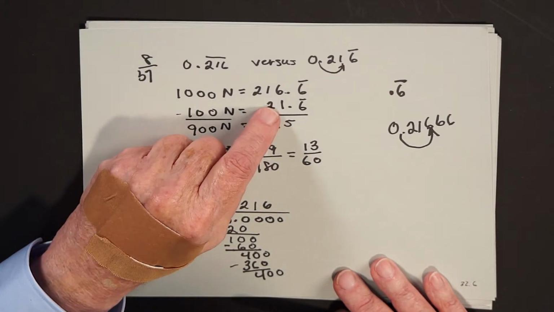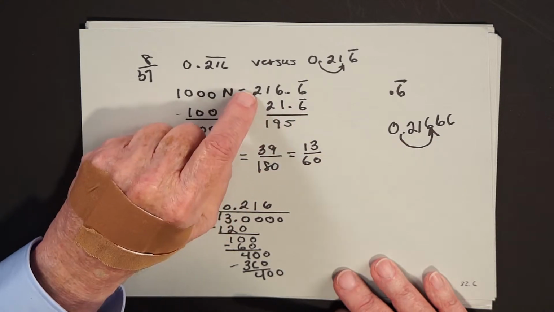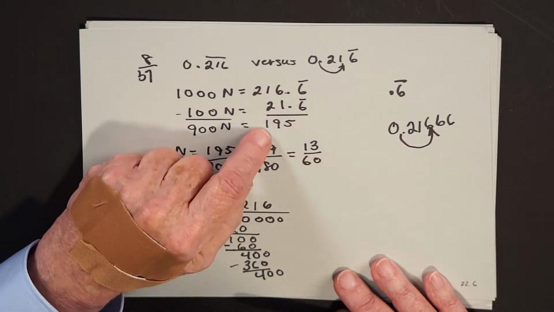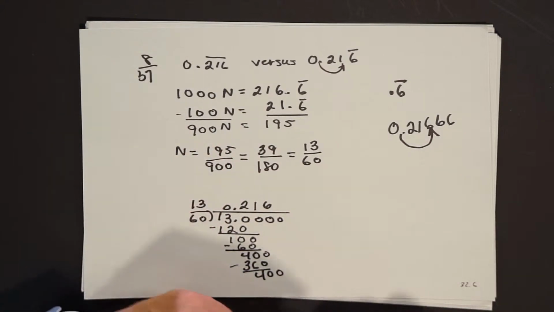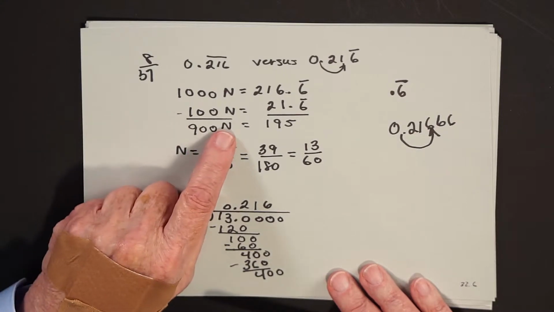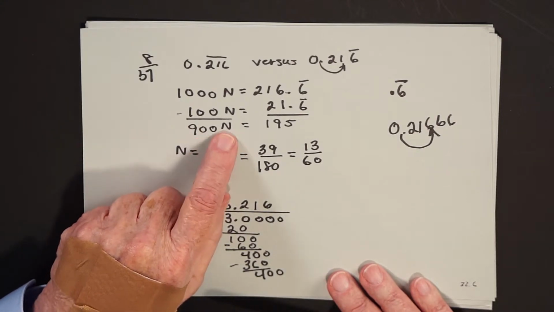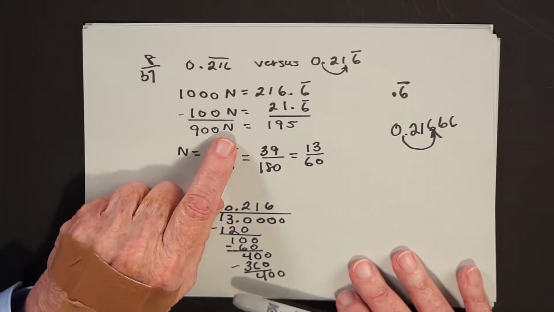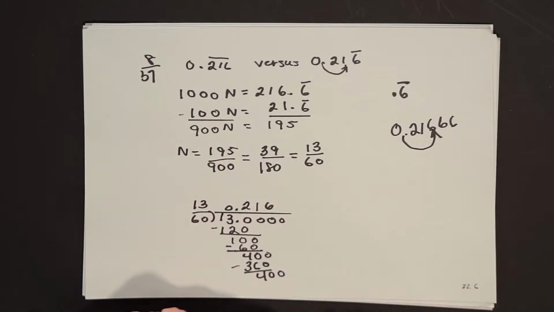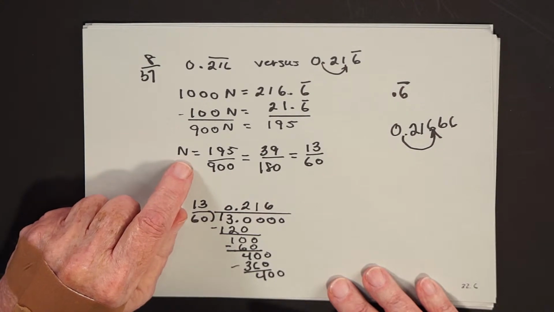If I subtract 21.6 bar from 216.6 bar, the 6 bars drop out. I get 195, and so my answer would be 195 over 900. See, 900n is 195, so n is that number which when multiplied by 900 gives you 195. Okay?